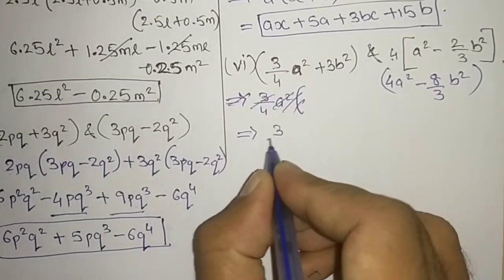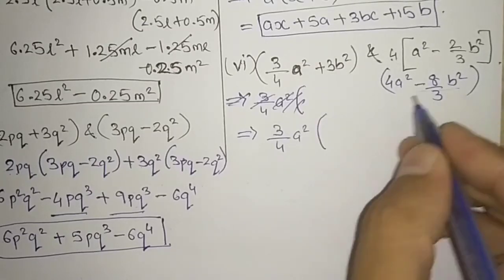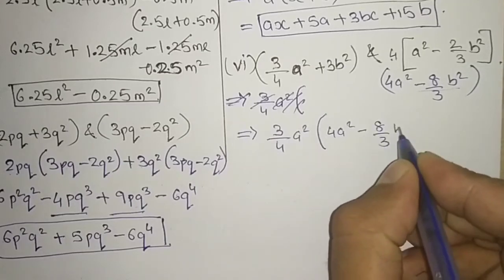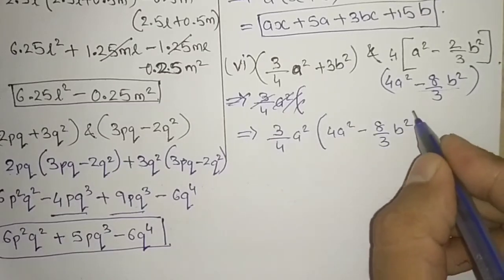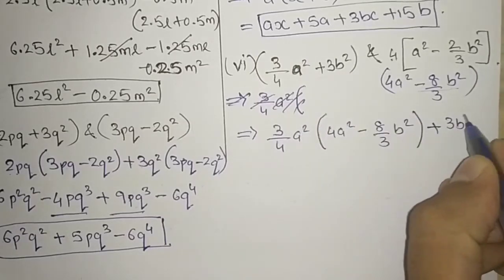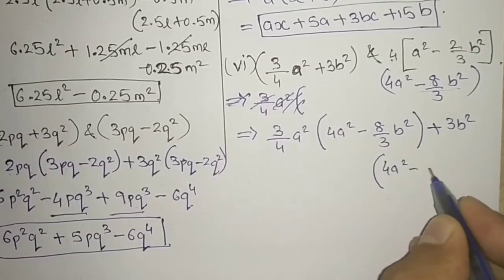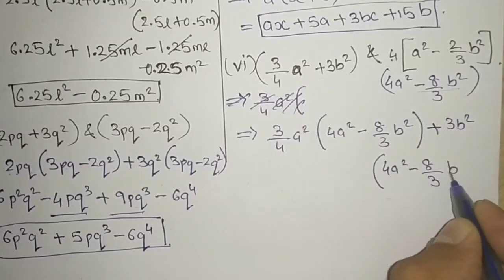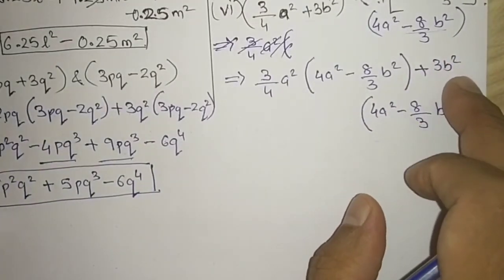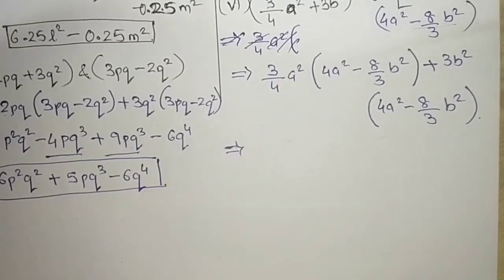Now taking 3 by 4 a square with this whole bracket, that is 4a square minus 8 by 3 b square, plus 3b square, that will be multiplied with 4a square minus 8 divided by 3 b square. This bracket is multiplied with this. Because of the space I have written it down.